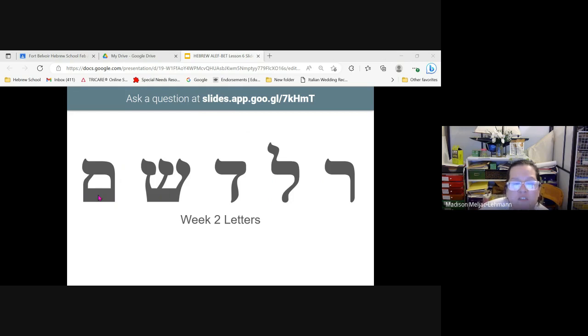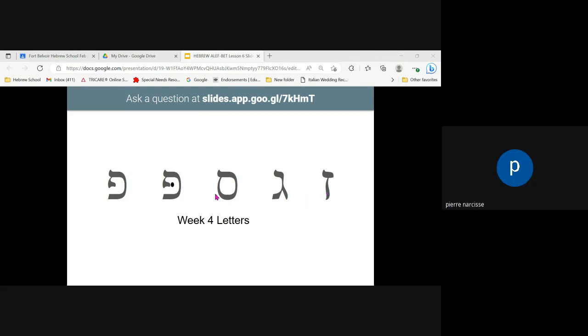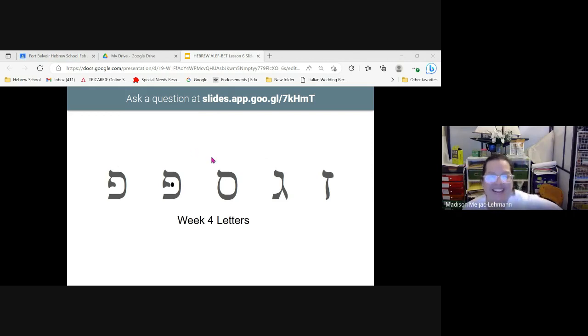So do you see, Pierre, how final mem is flat on the bottom? And then Samic is a look-alike letter, and it's circle all the way around. Okay. So now is it easier to see when you see it this way? Yes. Circle versus flat at the bottom. And then Pierre, now I know you know these two now, right? The last two? Pay and pay. Which one's first? The pay has the dash in the middle. Absolutely. You got it.